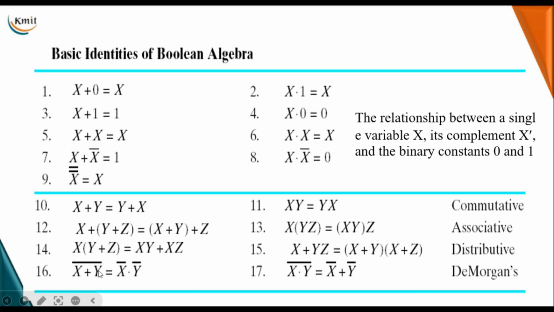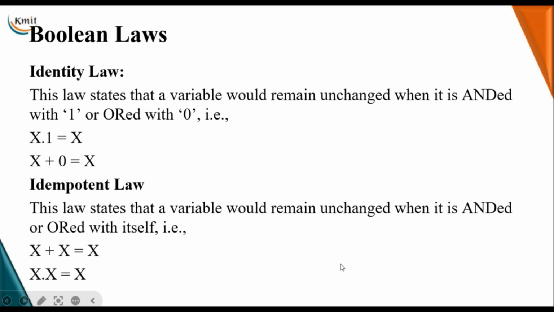Now the complement of x OR y is equal to x bar AND y bar, and (x AND y) whole bar is equal to x bar OR y bar. This comes under De Morgan's theorem. Identity law: this law states that the variable would remain unchanged when it is ANDed with a logical 1 or ORed with a logical 0. So x AND 1 is always equal to the given variable x, and x OR 0 is equal to x.